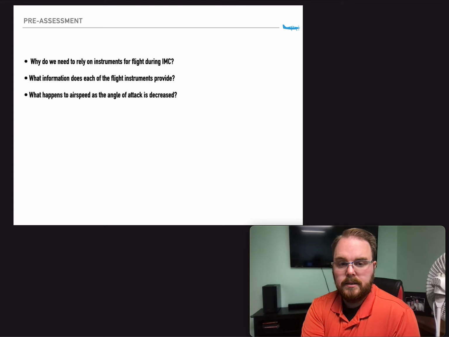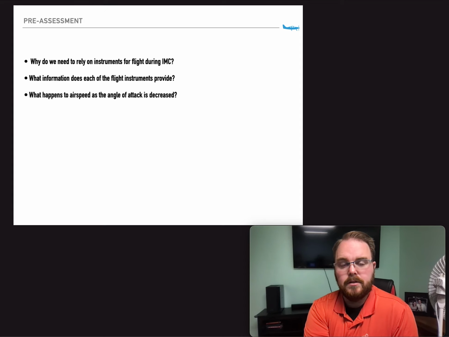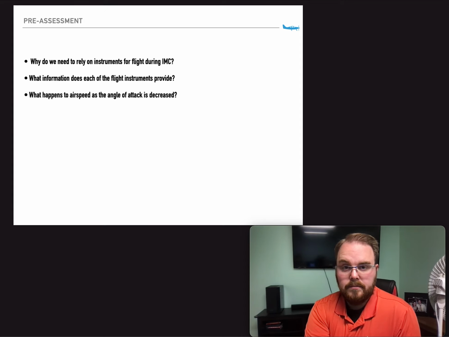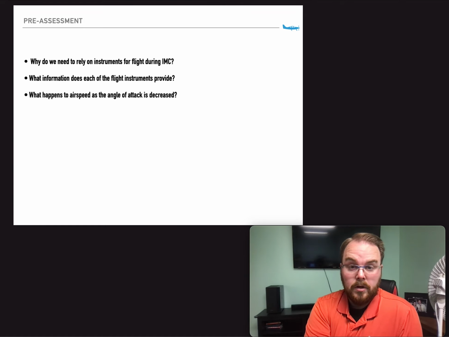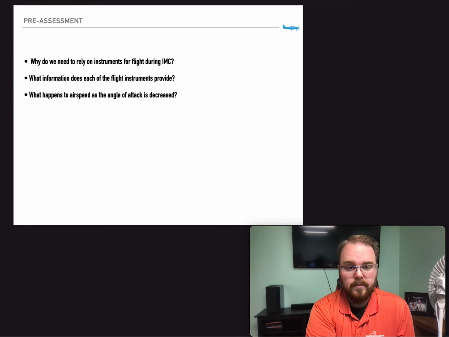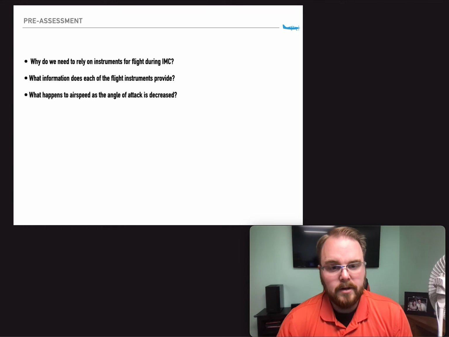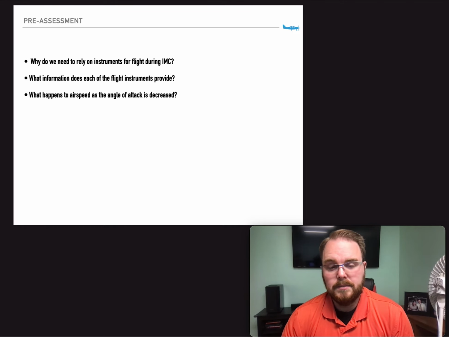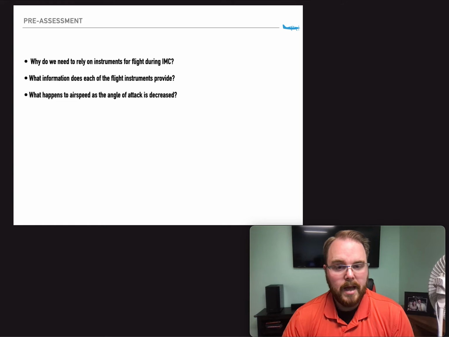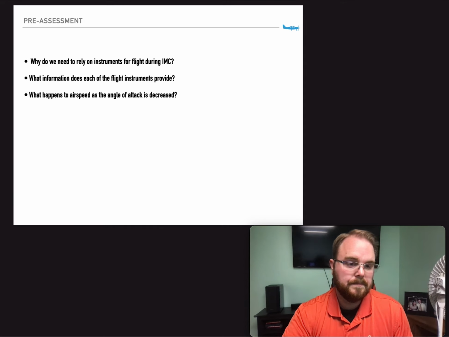So, what information does each of the flight instruments provide? You're going to learn what the tachometer provides, what the airspeed indicator provides, what the attitude indicator provides. These are all things you should have learned in private, and today we're really going to hone in on some of that as well. And then lastly is what happens to airspeed as the angle of attack is decreased. This seems like a super simple answer, but until you really start diving into it, it could actually have a little bit more of an in-depth answer, which is something we're going to talk about here.